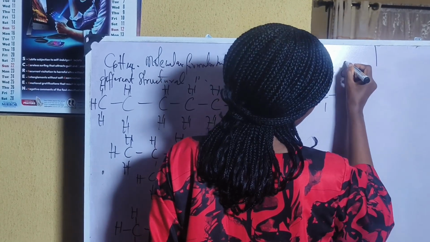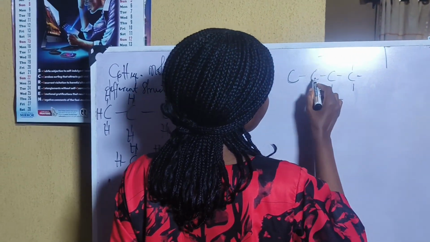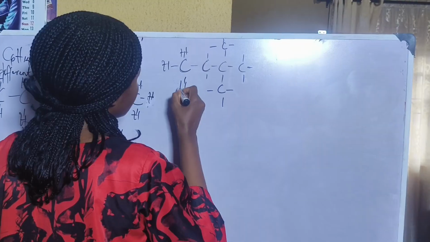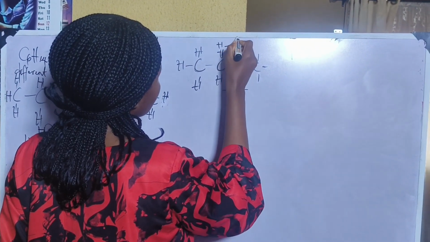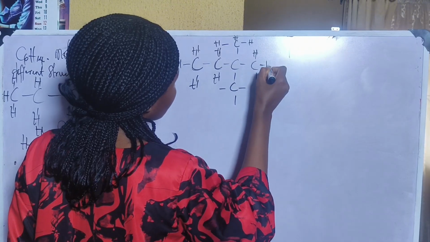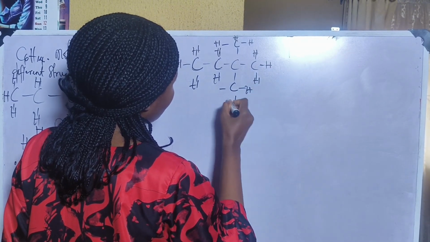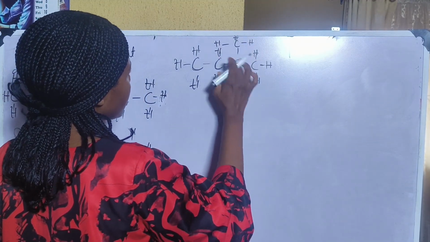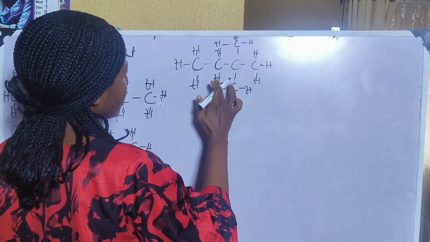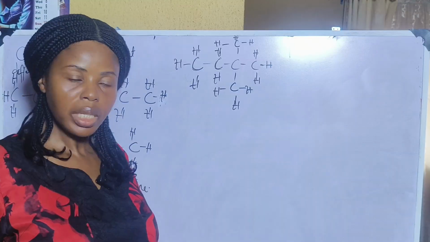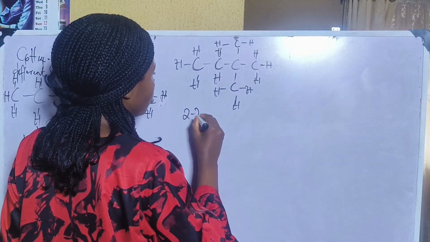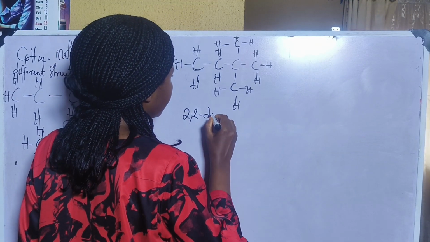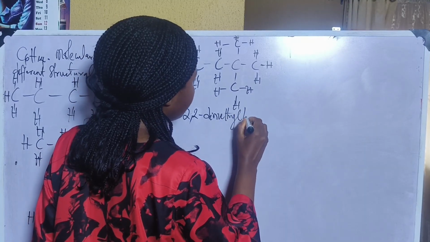These are already 4. You see that by this, your carbon is still 6, hydrogen is still 14. So this will now be 2,2-dimethylbutane.